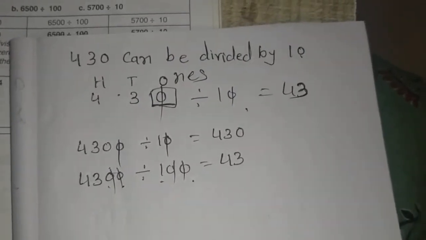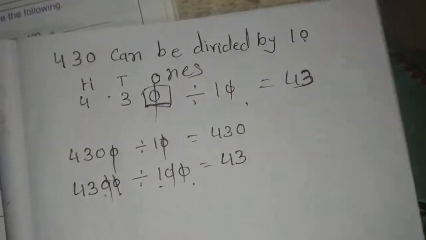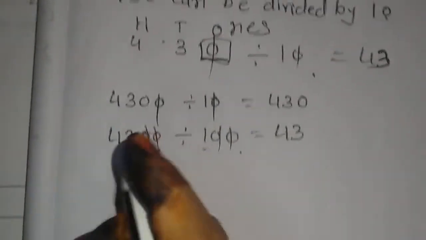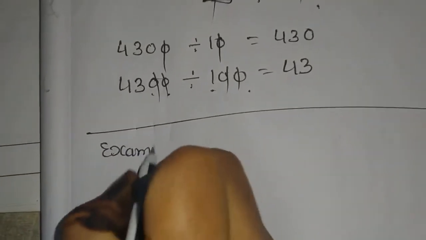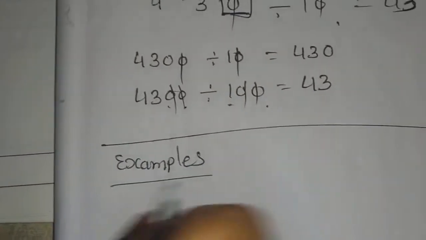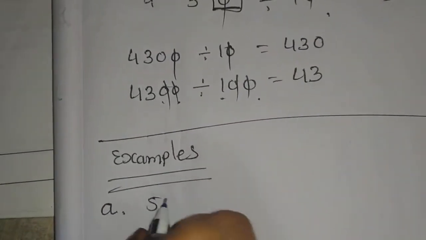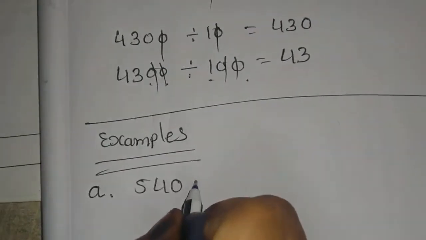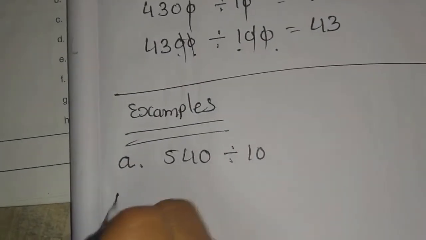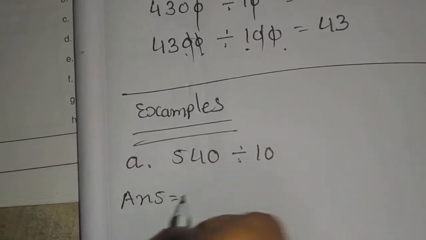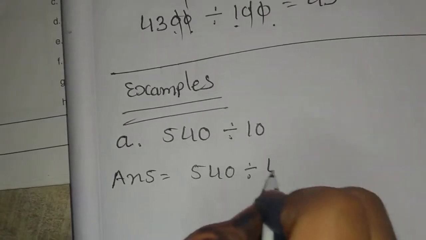Okay students, now we'll start the next question. Here is an example that we'll do. So we have to write the heading, examples. In that, A1 example is 540 divided by 10. So here we have to write first, answer is equal to 540 divided by 10.